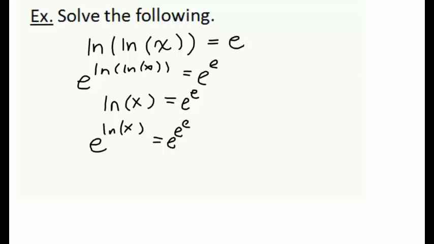And the action of doing that is going to remove both the base e and our natural logarithm, and we're going to be left with just x over on the left-hand side. So a bit of an odd example here, we get x is e to the power of e to the power of e.